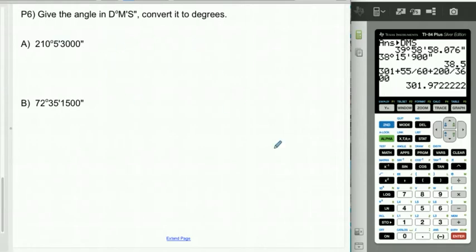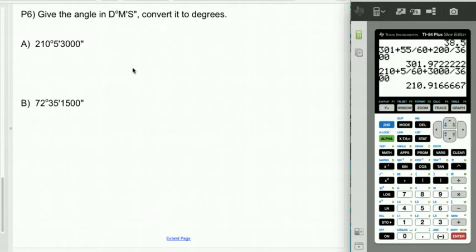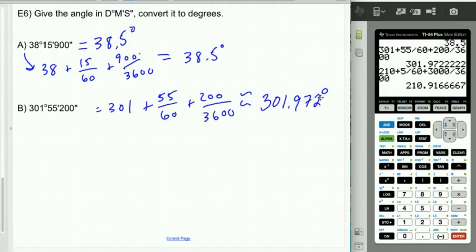All right, so if you go ahead and put this in your calculator, you could even just hit second enter if you've already done one recently, which I did, so I'm going to be lazy. So this is 210 plus 5 over 60 plus 300 over 3600. All right, and I get that this is approximately 210.916 or 7 degrees. I think I put a degree symbol on the other ones. I didn't. Don't forget your units.